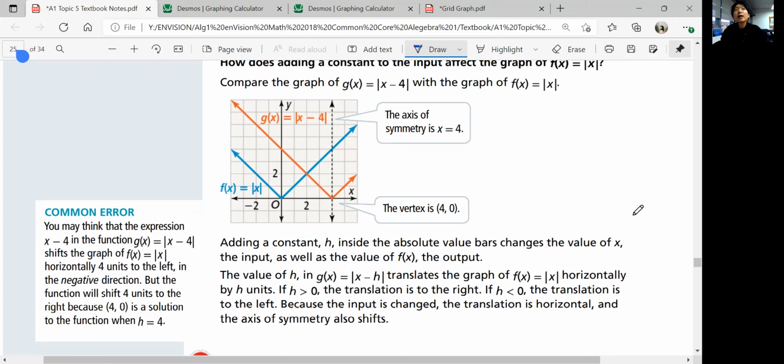And the value of h translates the graph horizontally by h units if h is greater than 0. So if it's positive, notice x minus h would be your form. So if you subtract a positive number, it goes to the right. If you subtract a negative number, it goes to the left, which means if you see x minus a number, without thinking negative or positive, it's going to the right. X plus a number is left, okay?